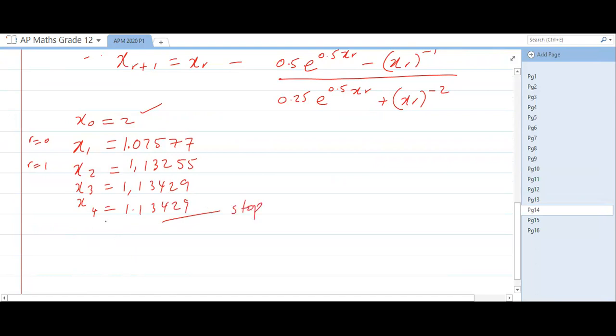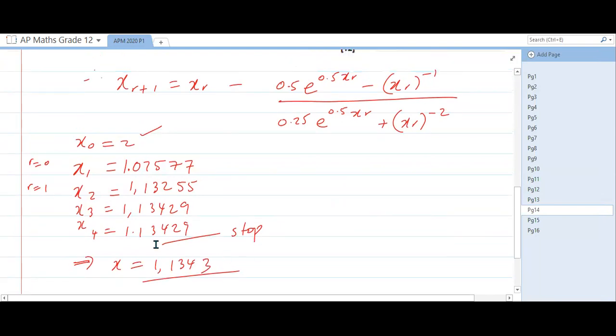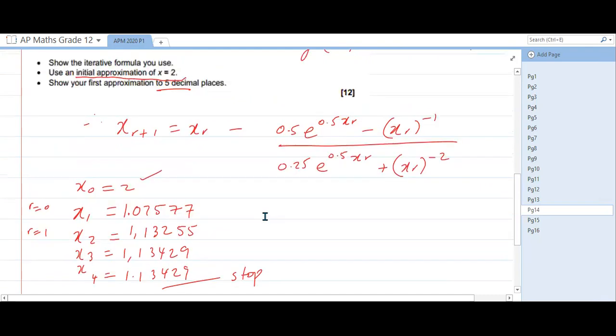We stop here, and then we can say this implies my solution is x is equal to 1.1343, rounded off to 4 decimal places. Or you can leave the answer as 1.13429. That is your final answer.